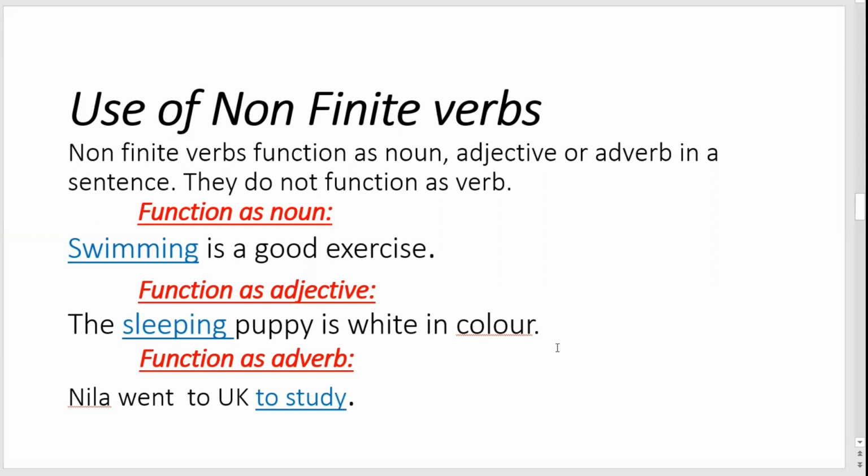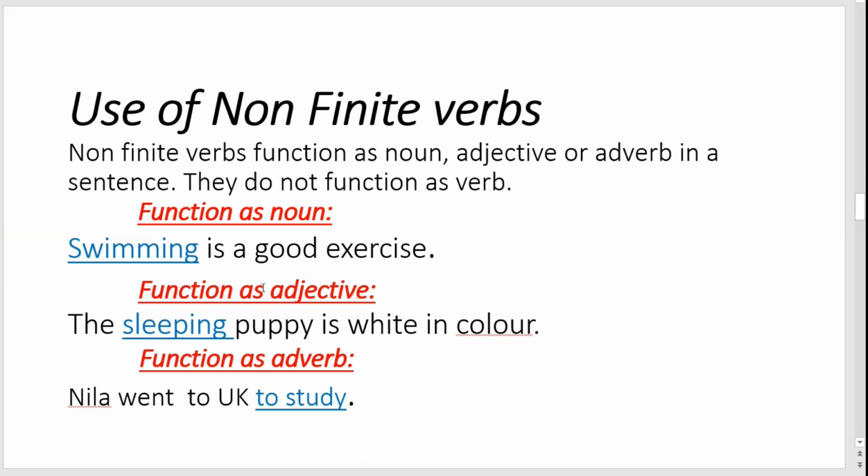Let us see the next example. Mila went to UK to study. So in this sentence, you can see that the main verb is went here. There is another verb preceded by the word to: to study. So this is again another form of the verb. So this is acting like an adverb. Why did Mila go to UK? To study. So you're going to get the answer as to study, and it is acting like an adverb.